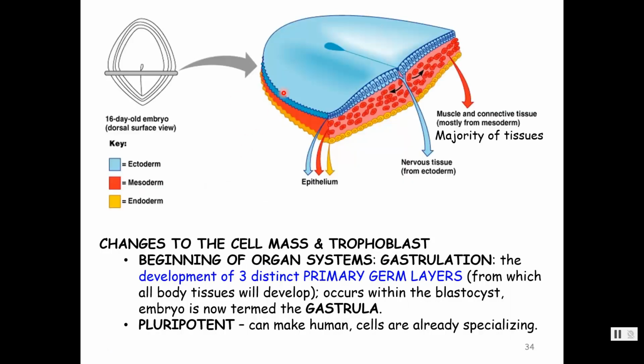So it's just showing you those three layers. This happens about day 16, so really, really early. And then once we get this differentiation of layers, that's when we're going to get those organs developed from there. So we're already working our way to differentiation. This is called a gastrula at this stage. So we've talked about a zygote, we've talked about the period of cleavage, we get a morula, we've got implantation of the blastocyst, and this is another really important stage in the embryonic period, the gastrula. And so these cells are pluripotent. They can make human cells, but they're already specializing.